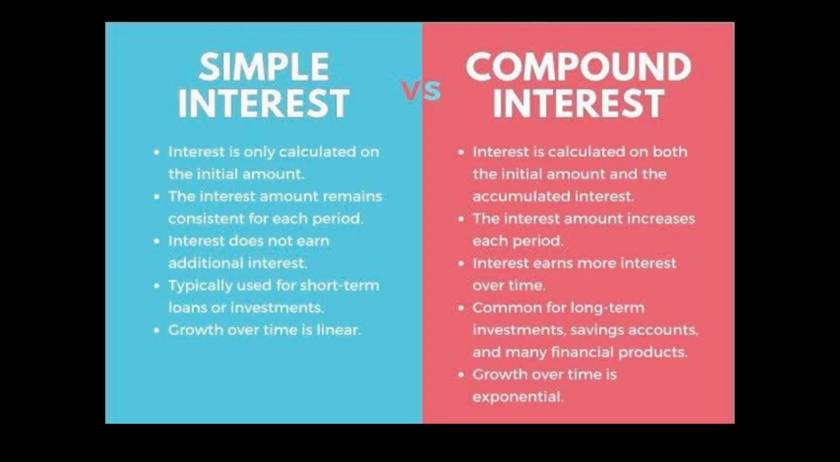And the difference between simple interest and compound interest. Simple interest is only calculated on the initial amount, whereas compound interest is calculated on both the initial amount and the accumulated interest. In simple interest the interest amount remains consistent for each period, and in compound interest the amount increases each period. Simple interest does not earn additional interest, and compound interest earns more interest over time.